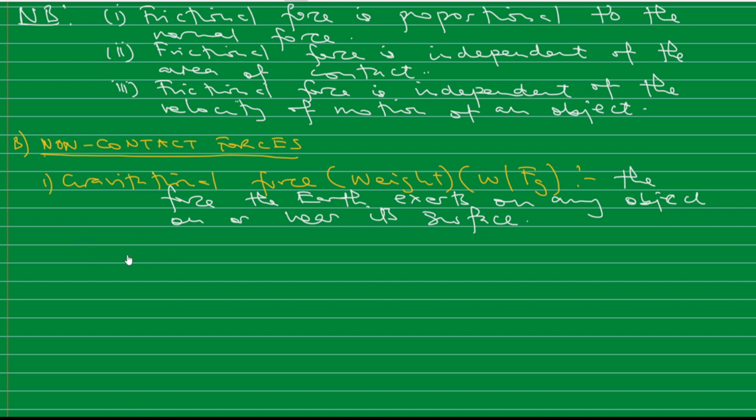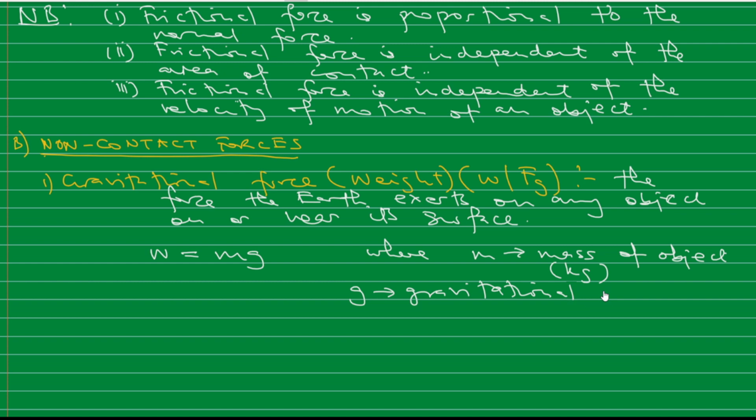We also are aware that we can calculate gravitational force using a formula. W, for weight, is equal to mg, where m represents the mass of the object. g is gravitational acceleration, which is given as a constant. That constant has the value g equals 9.8 meters per second squared.